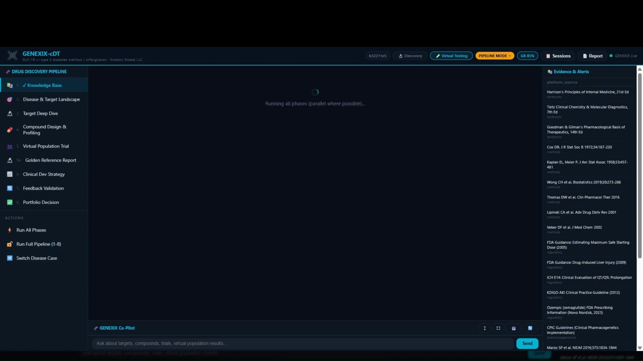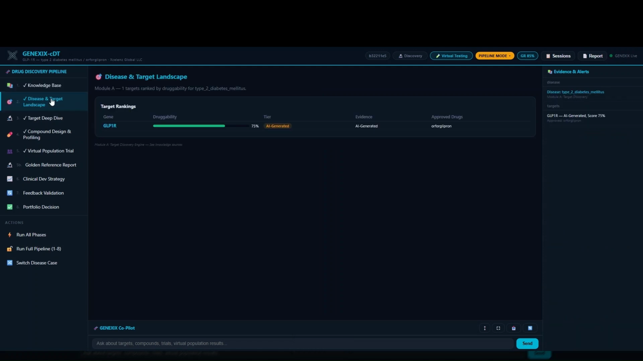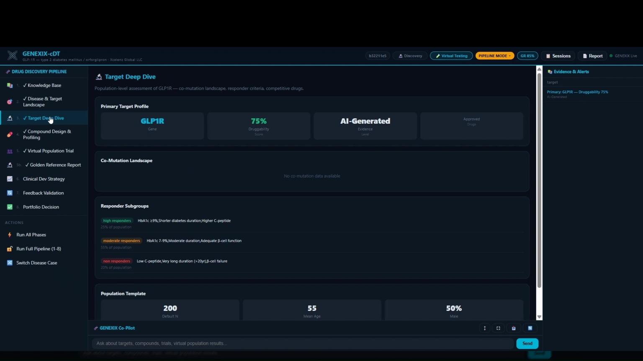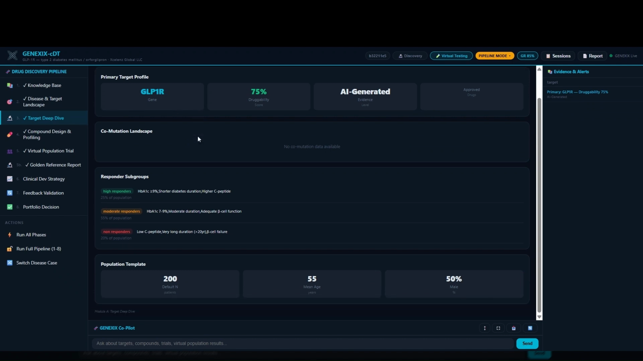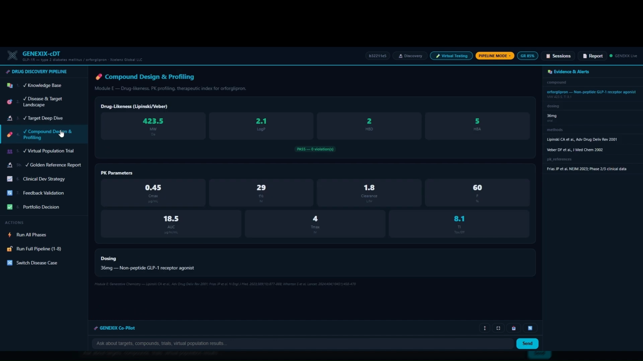The platform maps the therapeutic area automatically. Primary target, GLP-1 receptor. The response logic is now disease-specific. It now thinks in diabetes terms. HbA1c, fasting glucose, weight, beta cell reserve, and responder subgroups. Next, GENEXIX-cDT profiles the compound. Molecular weight, lipophilicity, hydrogen bond donors and acceptors, oral dosing, PK exposure, half-life, and therapeutic index are assembled into the digital twin. This is the compound layer before virtual patient testing begins.